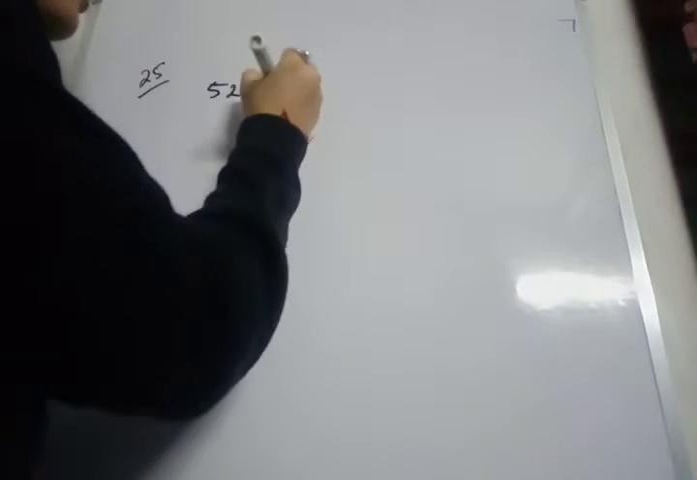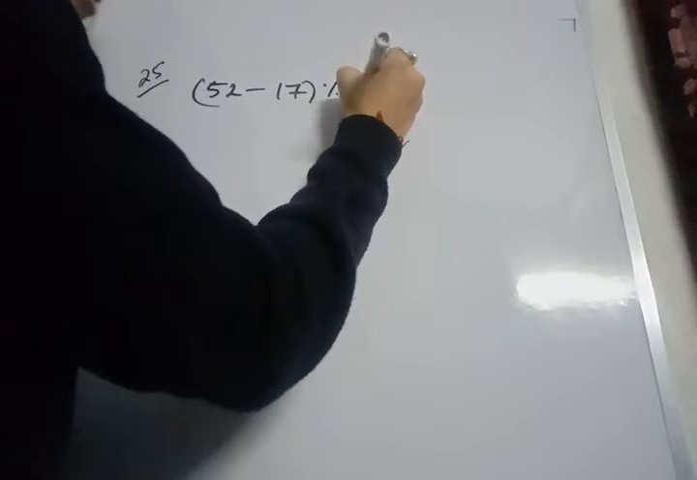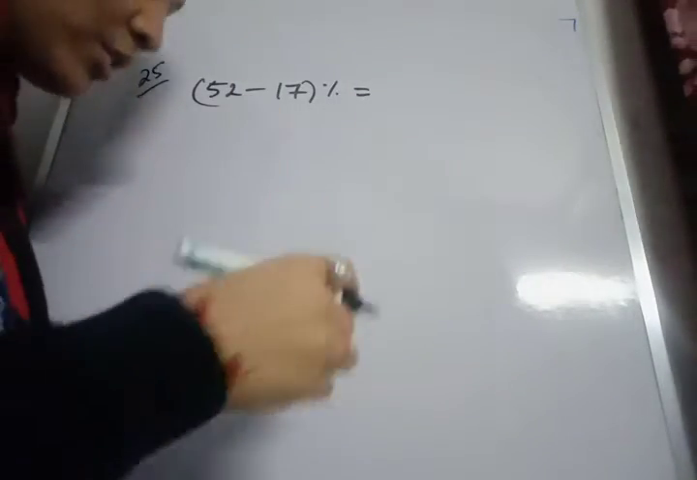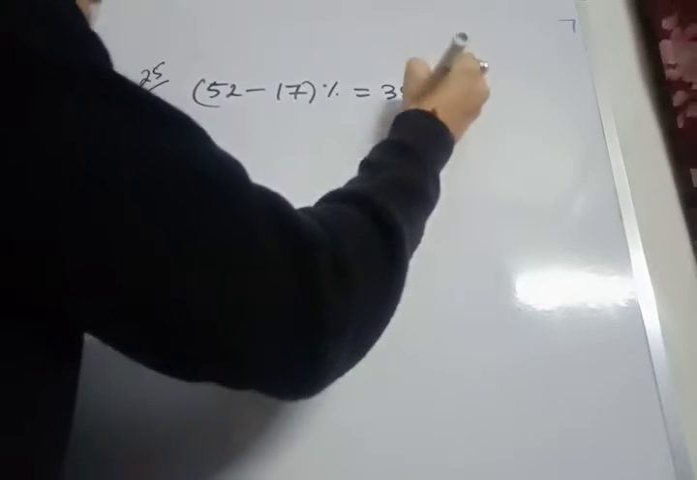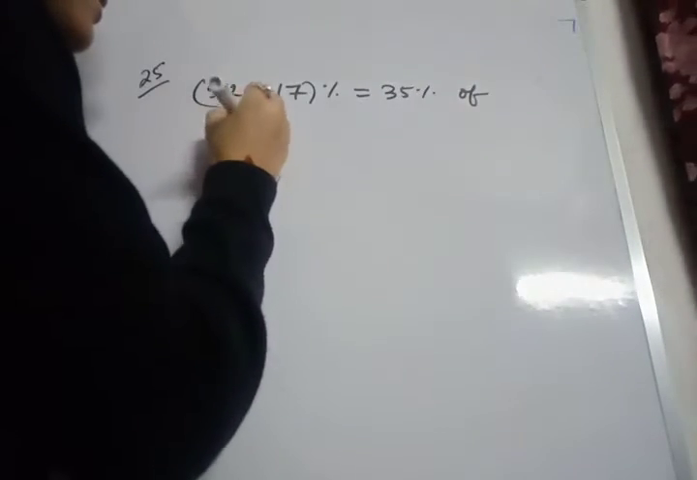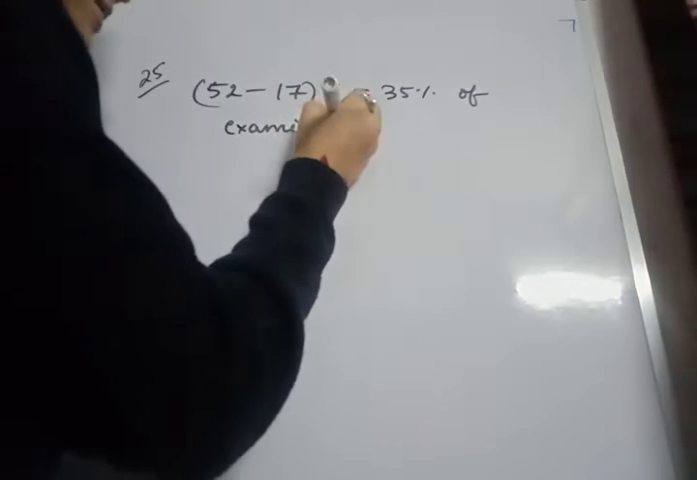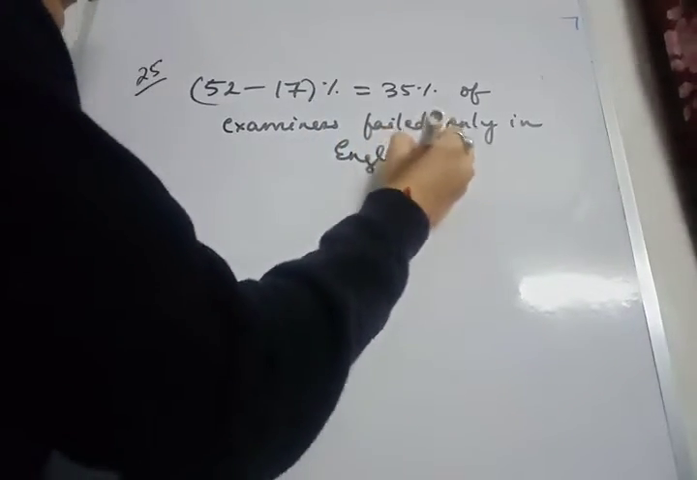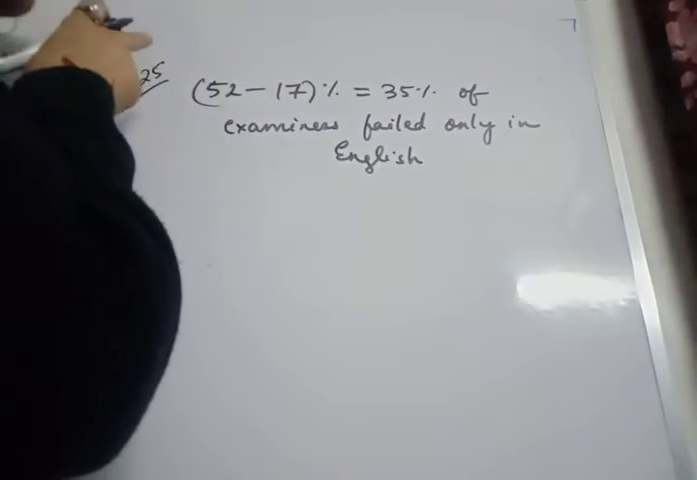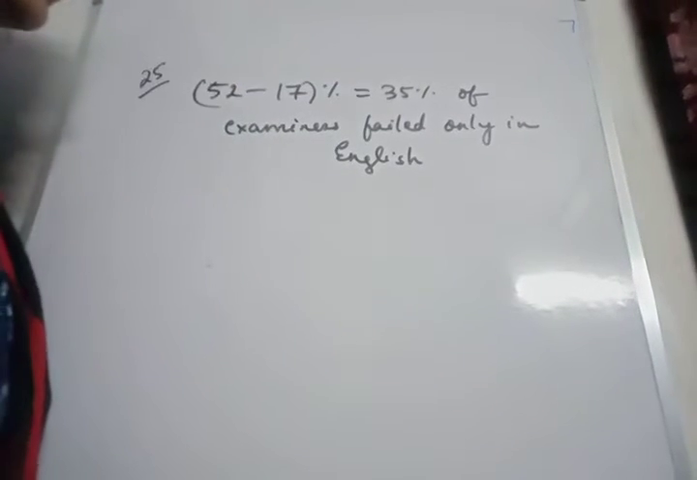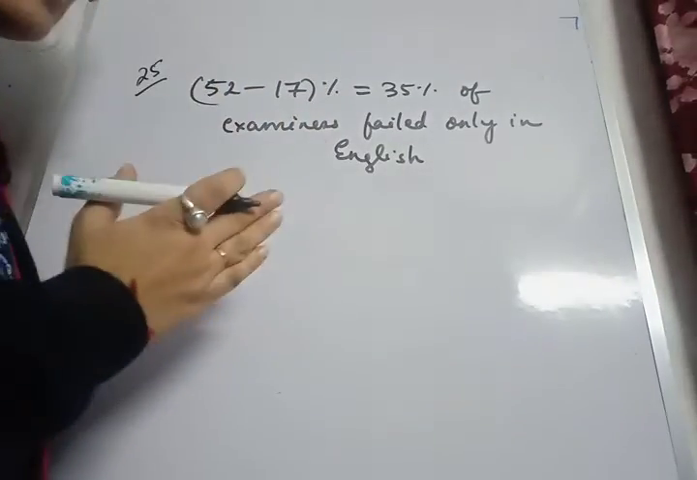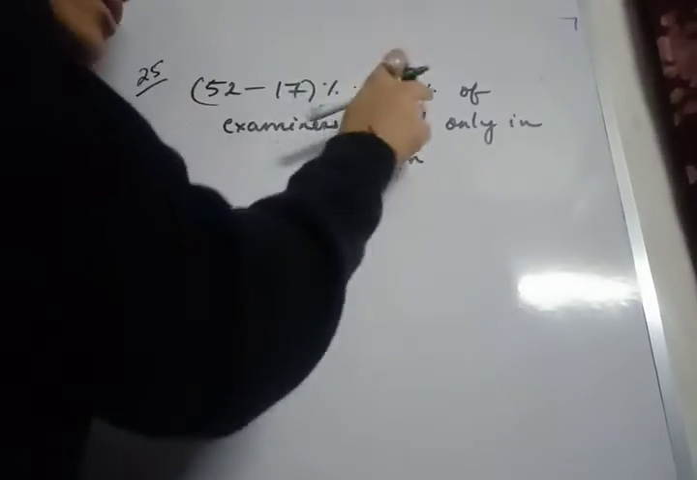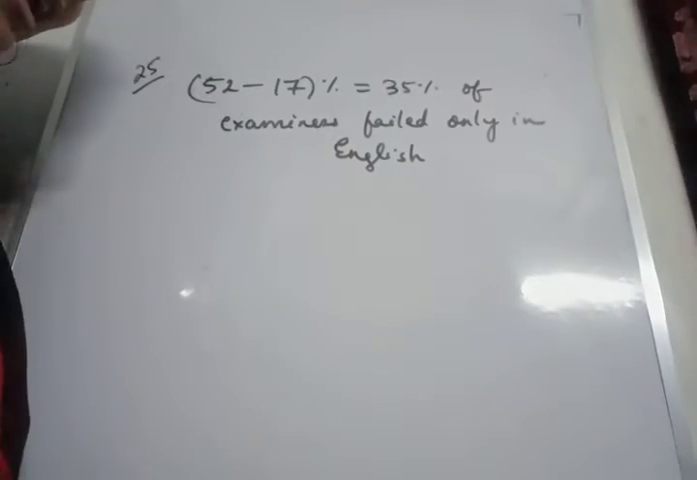So I can write 52 minus 17%, which is equals to your how much? 35%. 35% of examinees failed only in English, because 52 is a percentage who failed in English, and 17 is a percentage that failed in both the subjects. So 52 minus 17% is equals to the examinees who failed only in English.